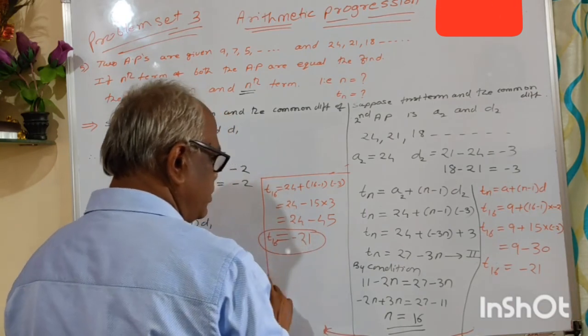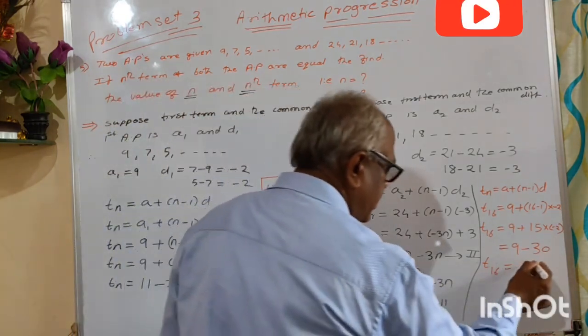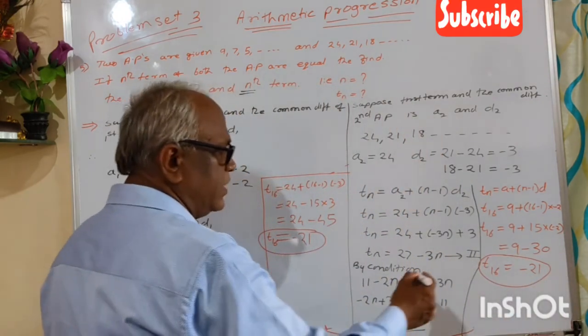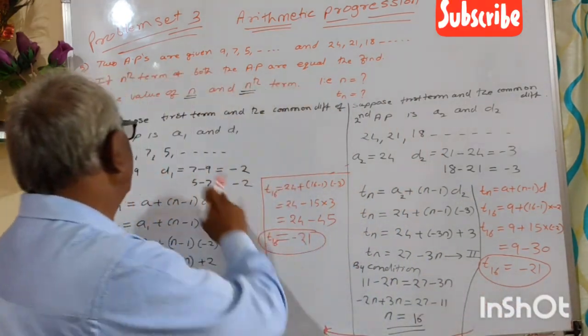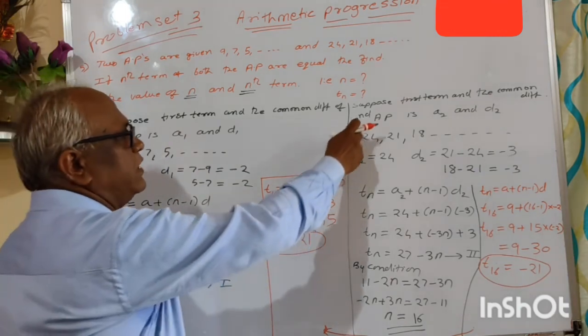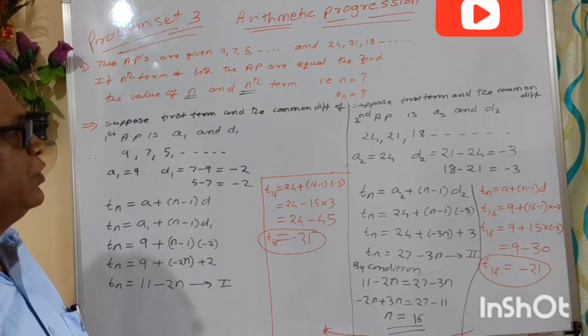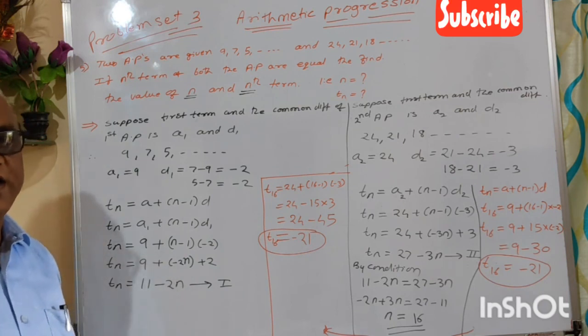That is T16 is equal to minus 21 and T16 is equal to minus 21. This is by the first arithmetic progression. This is by the second arithmetic progression that we have shown here, and you can write it in your notebook.